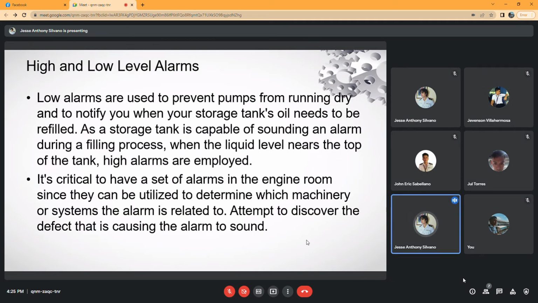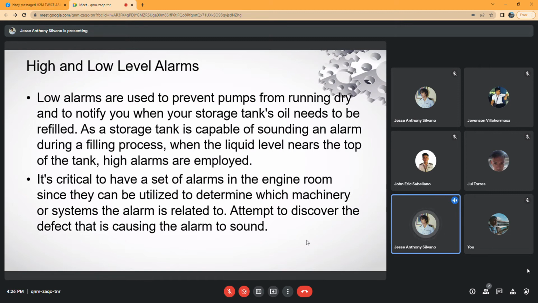I'm Silvano, and for my part, it is the high and low level alarms. Low alarms are used to prevent pumps from running dry and to notify you when your tank's oil needs to be refilled. The storage tank is capable of sounding an alarm during a filling process. When the liquid level nears the top of the tank, high alarms are employed.